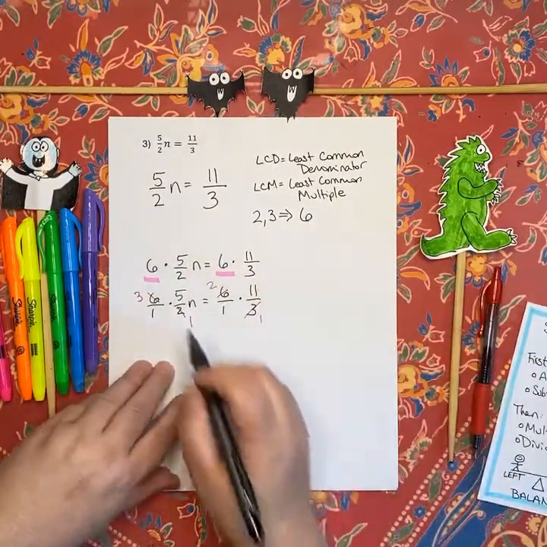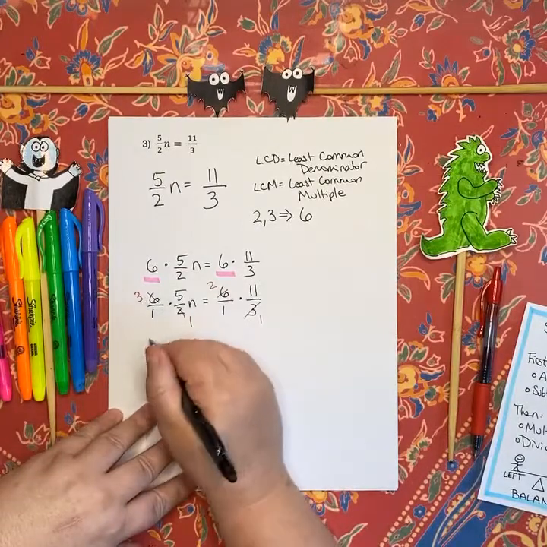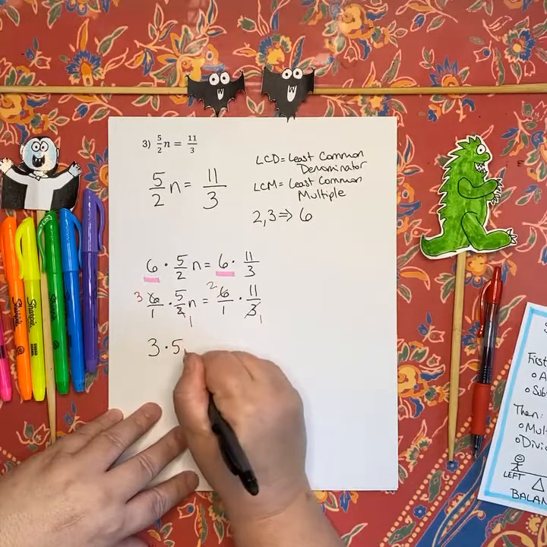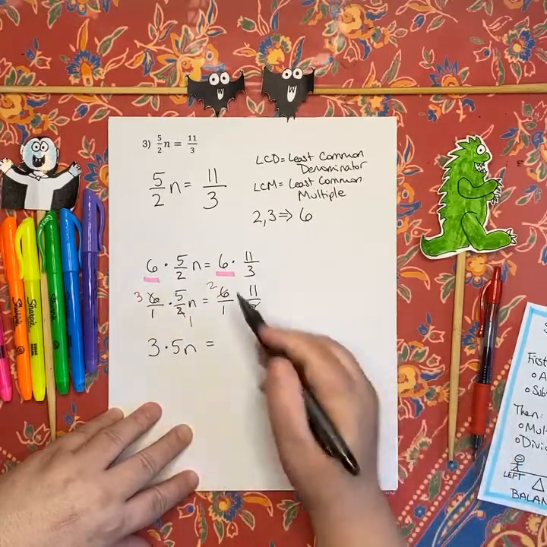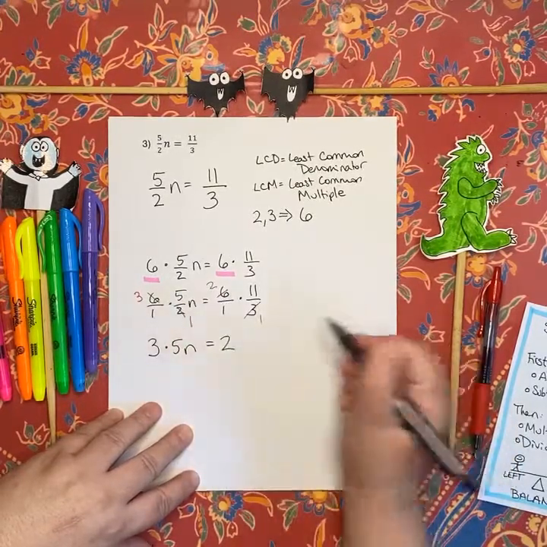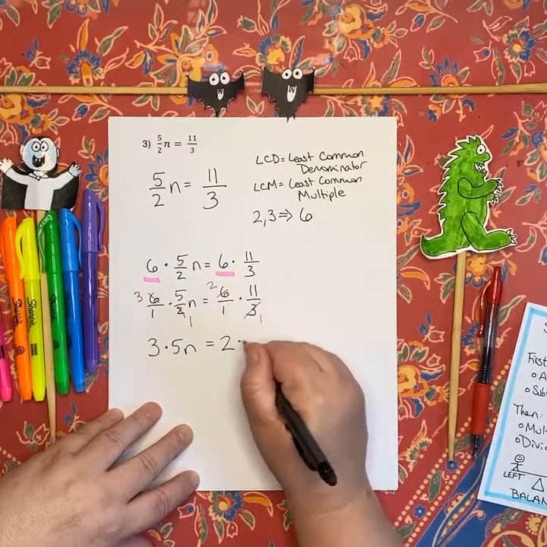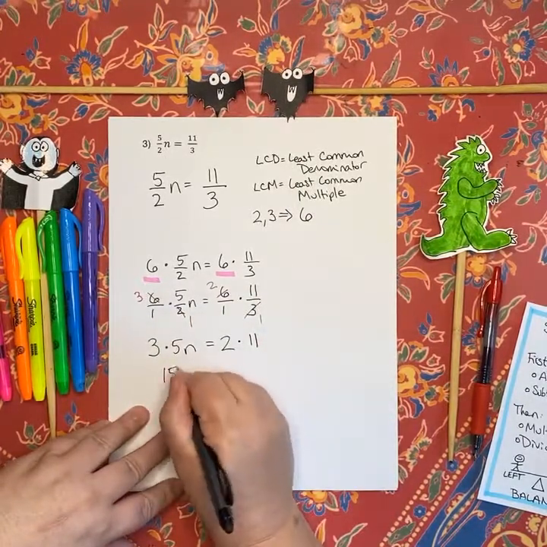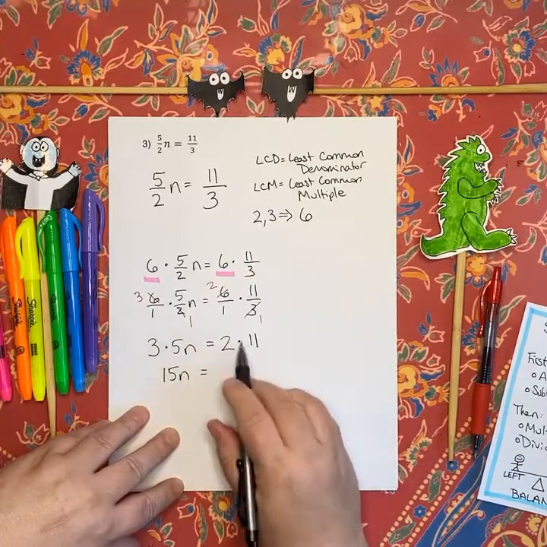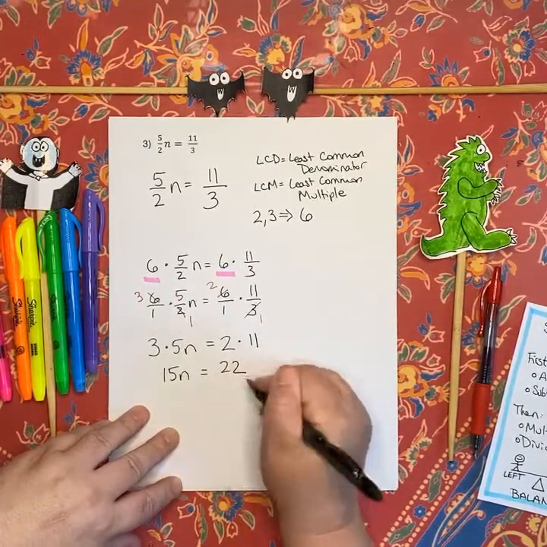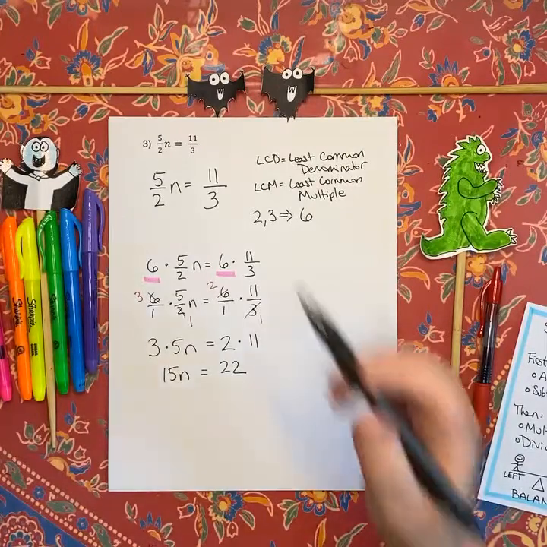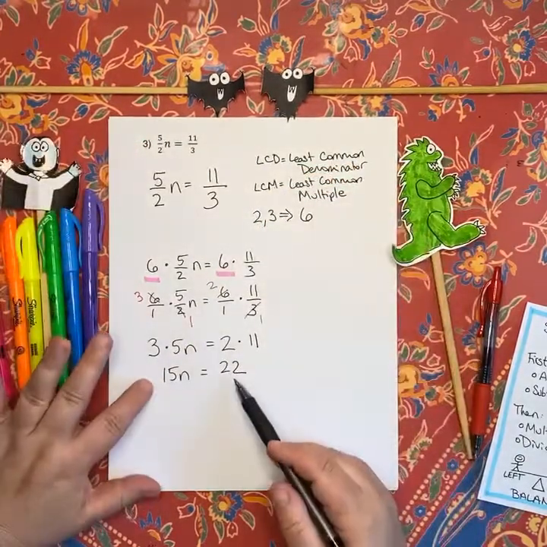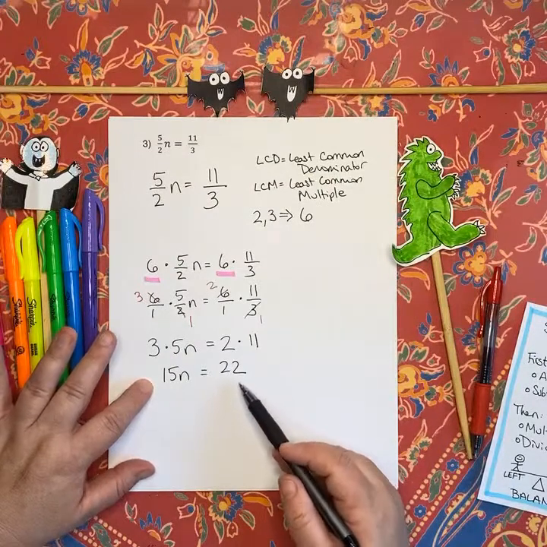Now let's look at what we've got left. I've got 3 over 1, which is 3, 5 over 1, which is 5, and an n. And on the other side, 2 over 1, which is 2, and 11 over 1, which is 11. So 3 times 5n is 15n. 2 times 11 is 22. And there we go. I've gone from a fairly intimidating equation with fractions to a not so intimidating equation.